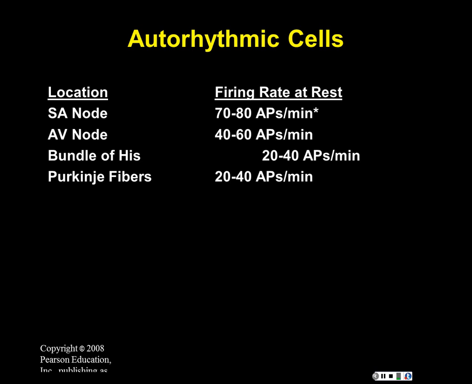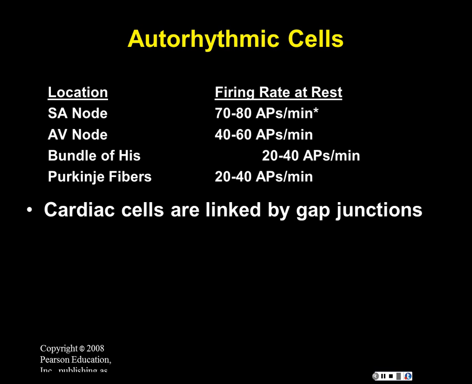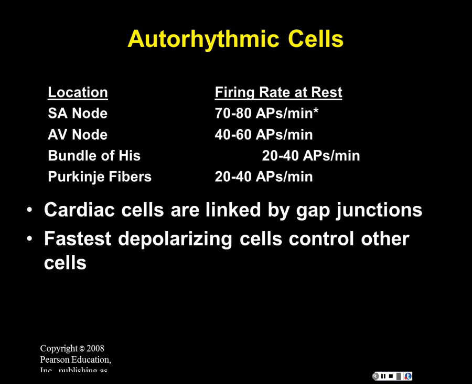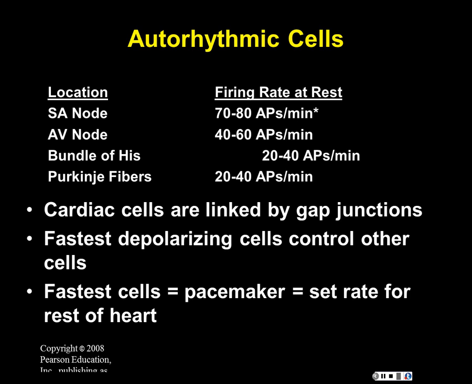So the pacemaker has the fastest rate of depolarization and therefore sets the what for the heart? Sets the what? The pace, as the name implies. We already know this is repetitive. The cells are linked by gap junctions. And I just mentioned that those cells that depolarize the fastest are the ones that control the electrical and therefore contractile activity of the rest of the heart. Okay. All right, which is restated there. You okay to move on?